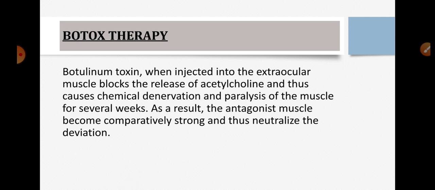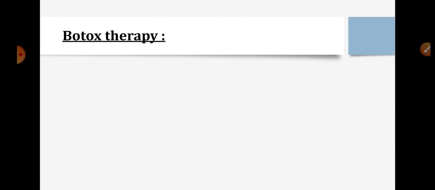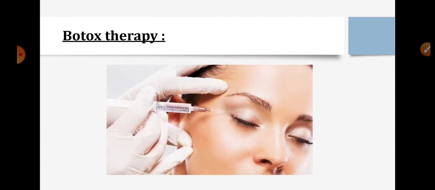Botulinum toxin is injected into the extraocular muscle, and it paralyzes the extraocular muscle so that the eyeball can rotate properly and align with the other eye for normal binocular vision. That is BOTOX therapy. Look at this picture. Here a BOTOX injection is given into the extraocular muscle to paralyze that muscle.